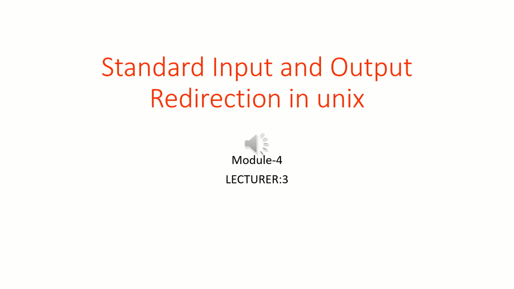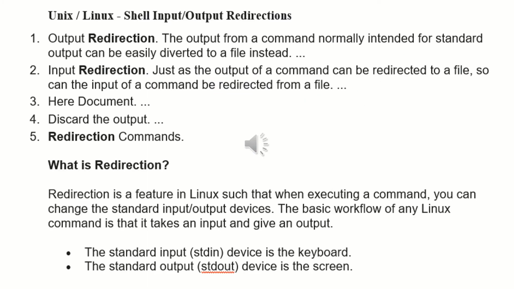In this slide, we are discussing standard input and output redirection in the Unix operating system. Here: shell input, output, and redirection. Standard input is generally the keyboard. Standard output is normally the screen. But what is redirection?